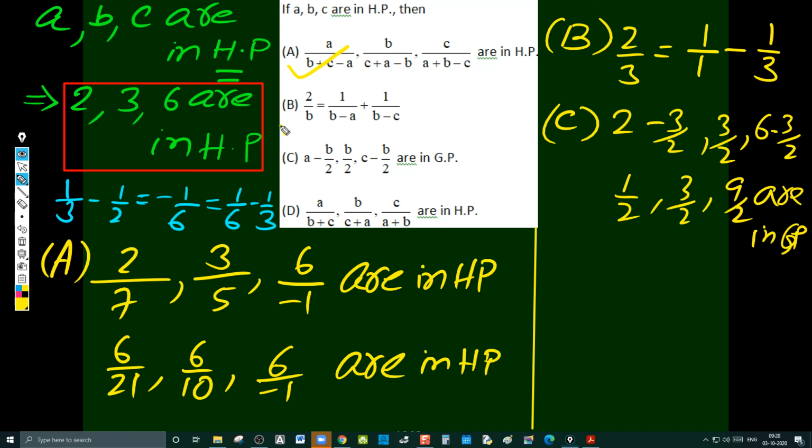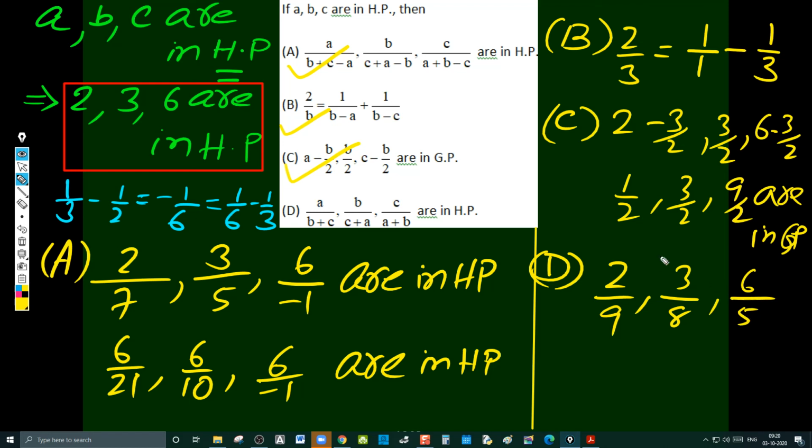What about D, please? A by B plus C, 2 divided by B plus C is 9. And B by C plus A, that is 3 divided by C plus A, 8. Or C divided by A plus B, 5. Or in HP. Here also, do as he said.